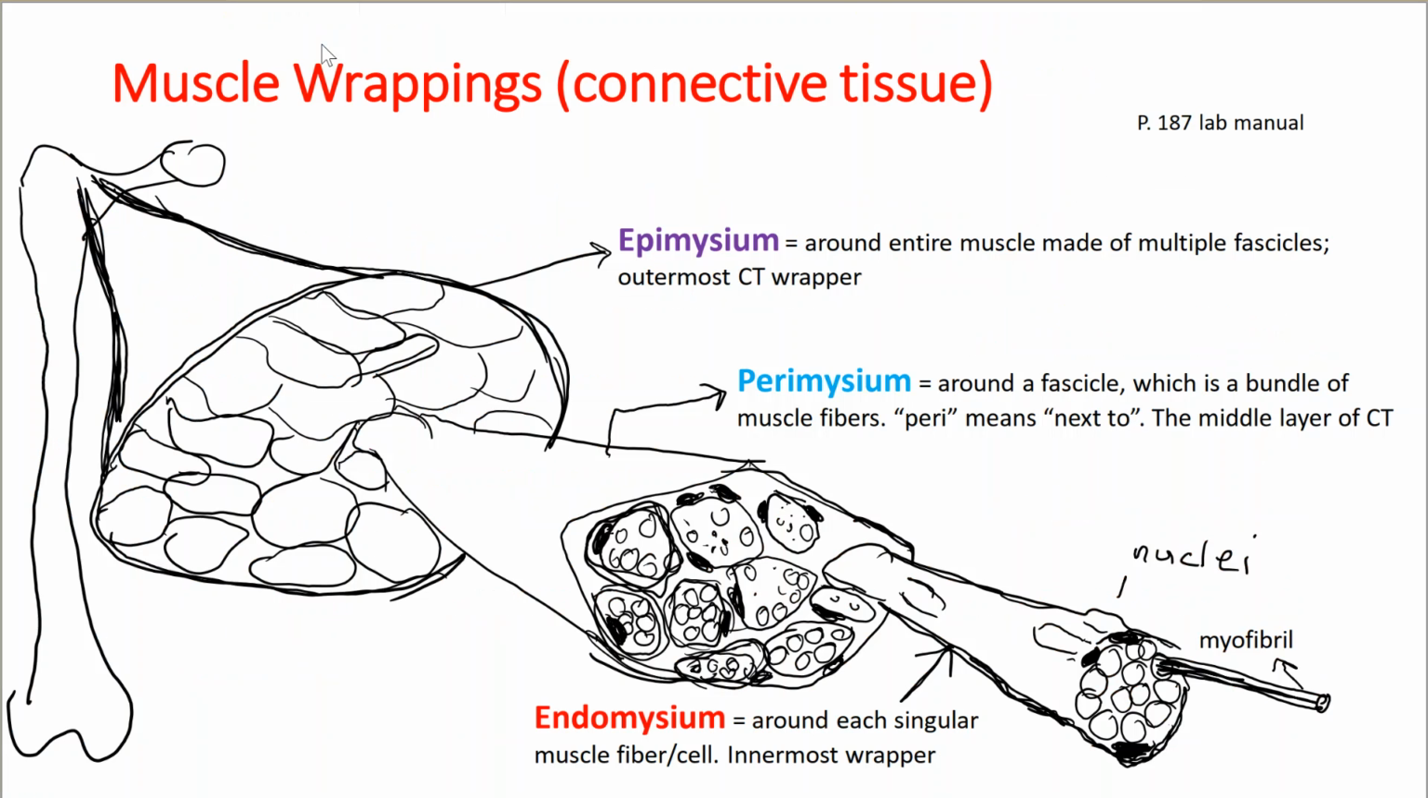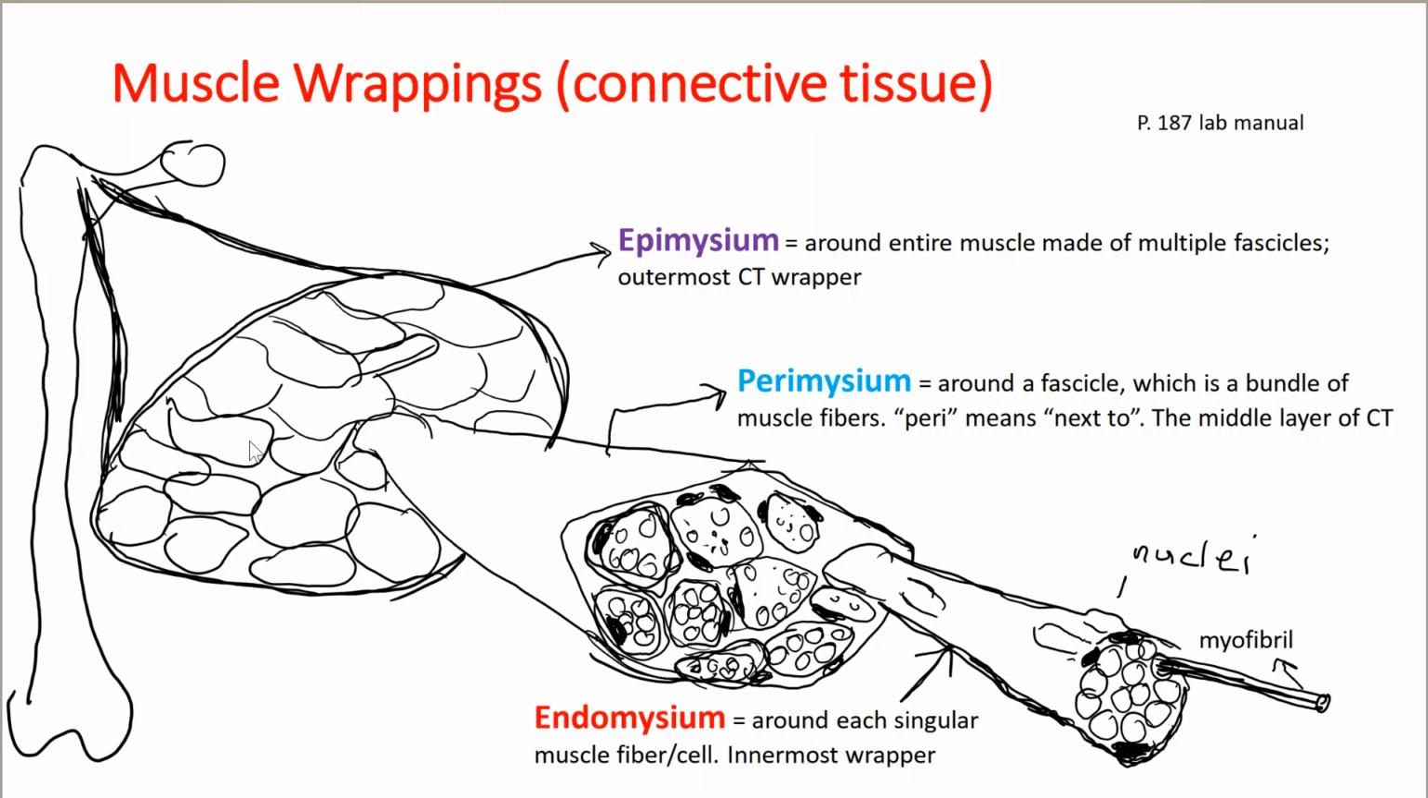The picture is pretty much just straight out of your book, muscle wrappings, the connective tissue layers. And so I just drew it out for you. You have epimysium as the outermost layer. So this is actually a muscle connected via a tendon to a bone. And so this could be a femur, could be a humerus, I don't know, doesn't matter.